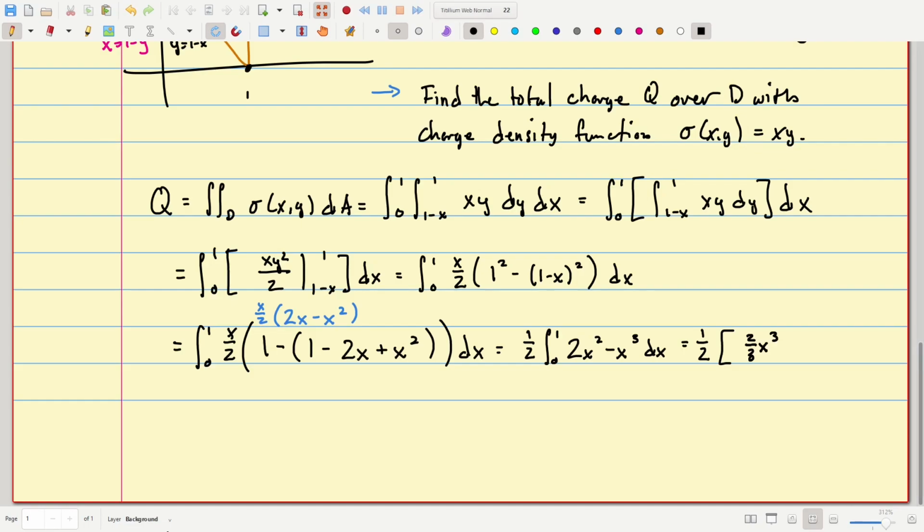Increase the power by 1, divide by the new power. Increase the power by 1, divide by the new power. Evaluate from 0 to 1. Both of these have x, so if I plug in 0, I'm just going to get 0. And if I plug in 1, we're going to get 2/3 minus 1/4 here.